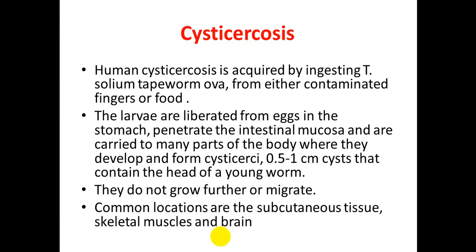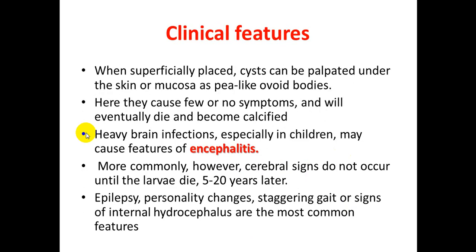Cysticercosis. Human cysticercosis is acquired by ingestion of Taenia solium tapeworm ova, from either contaminated fingers or food. The larvae are liberated from the eggs into the stomach, penetrate the intestinal mucosa, and are carried out to every part of the body, develop and form cysticerca, about 1 centimeter cysts that contain the head of a young worm. They do not grow further or migrate. Common locations are subcutaneous tissue, skeletal muscle and brain. When superficially placed, they can be palpated under the skin or mucosa as pea-like ovoid bodies.